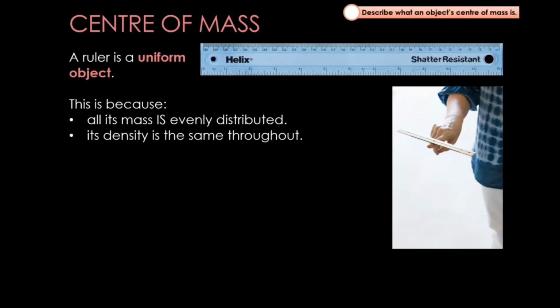Now, when we say the mass is evenly distributed, we don't mean that the ruler is really thick at one end and really thin at the other, because then the mass would not be evenly distributed. A ruler has the same thickness throughout. So because it has the same thickness throughout, its mass is evenly distributed throughout it. It's made of the same material, so it's the same density throughout. And generally speaking, it will have the same thickness throughout as well. So a piece of paper is a good example of a uniform object as well. And a ruler is a pretty good example too.